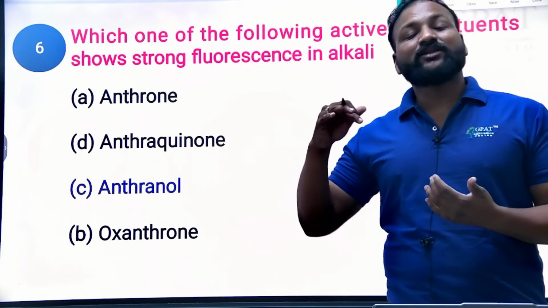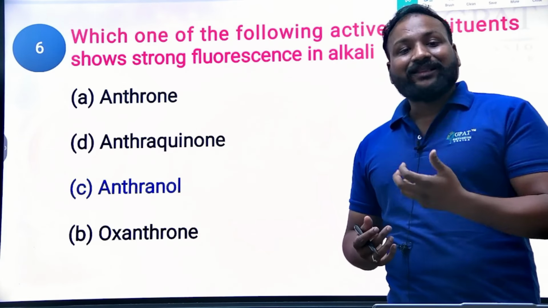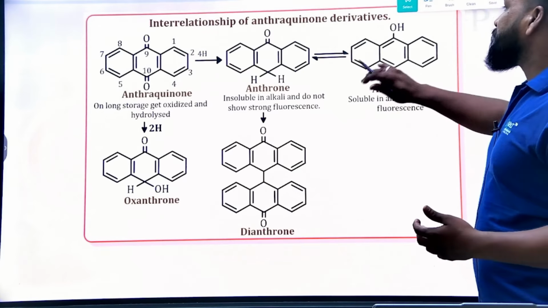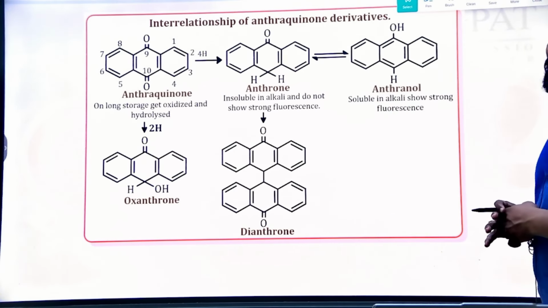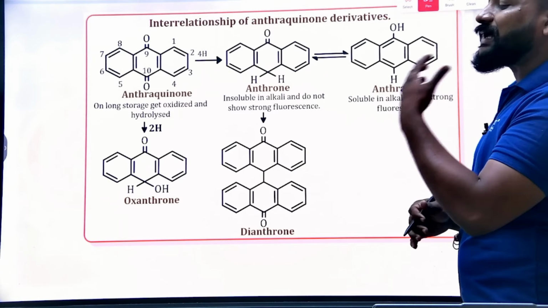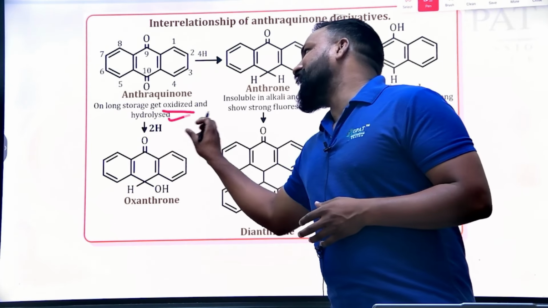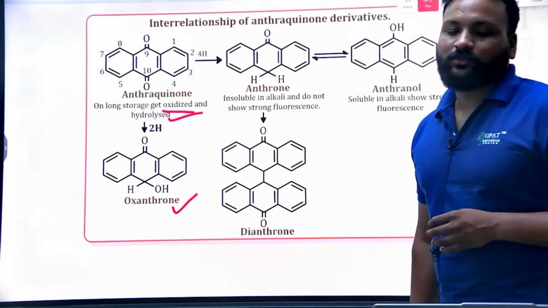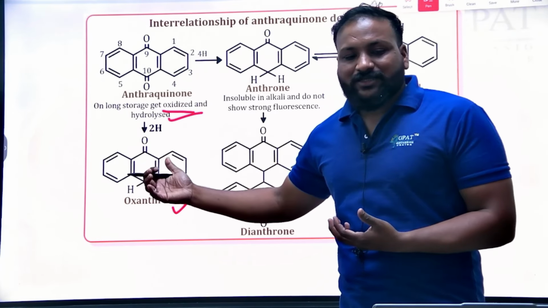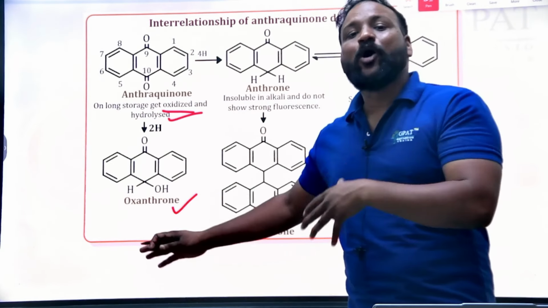Anthraquinone glycosides do contain anthranol, anthraquinone, anthrone, and oxanthrone. These are the derivatives of anthraquinone glycosides, but they do have special characteristics. The anthraquinone, upon long storage, gets oxidized and hydrolyzed into oxanthrone, because it's the oxidized derivative. That's the reason it is an oxanthrone.